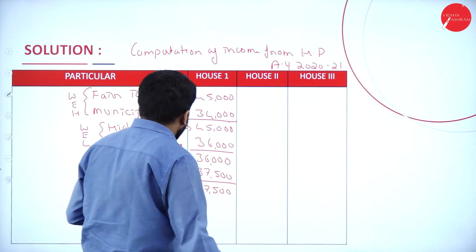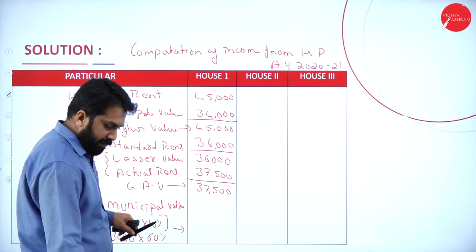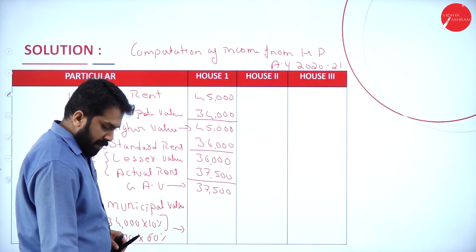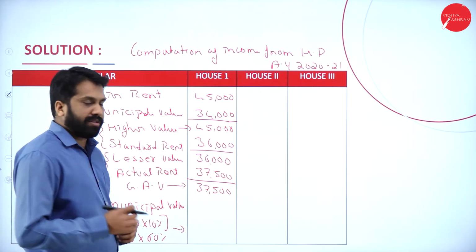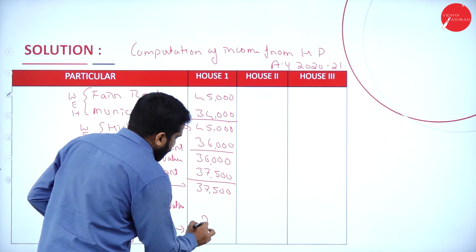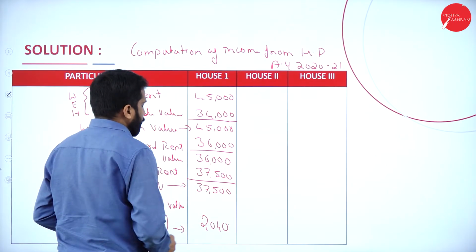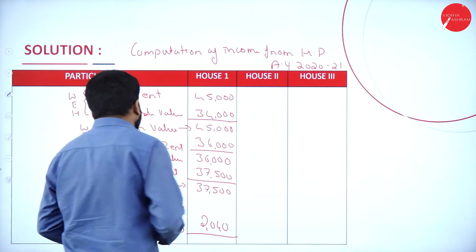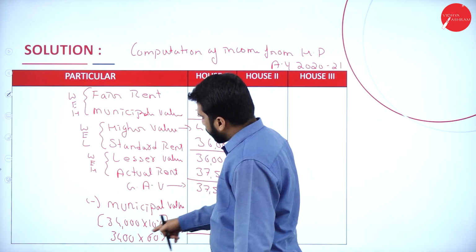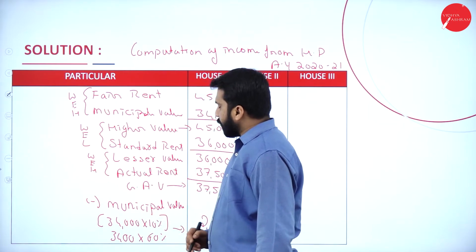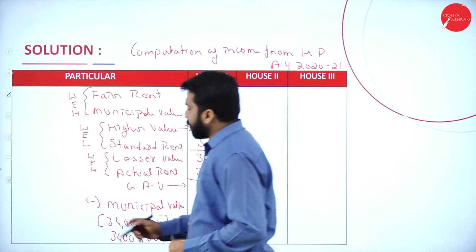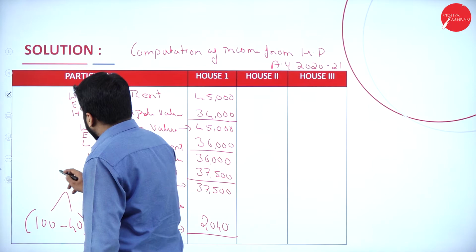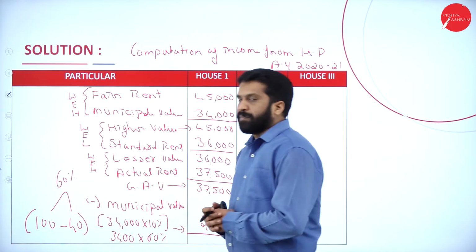I'll calculate this. Your 3,400 into 60%. You will get 2,040. Your municipal tax is 2,040. I'll write the answer in the next slide. Remember, we calculated 34,000 into 10%. You got 3,400. On 3,400, I calculated 60%. How it is 60%? Remember, 100% minus 40%. You will get 60%. That is only your calculation.